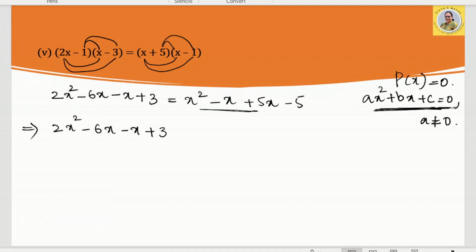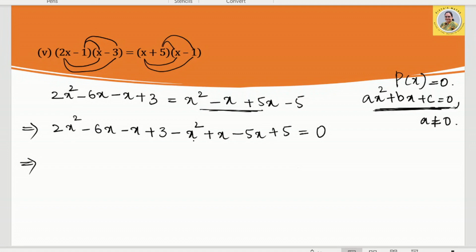So let us get these terms to LHS, which becomes minus x square, minus x changes to plus x, plus 5x changes to minus 5x, and minus 5 when it comes to LHS becomes plus 5. So in the RHS you will have 0. Now simplify this.